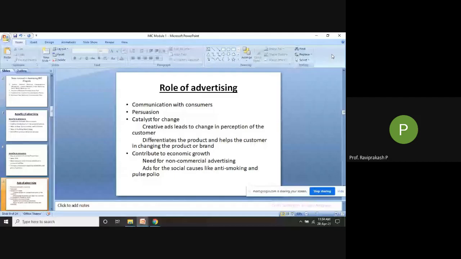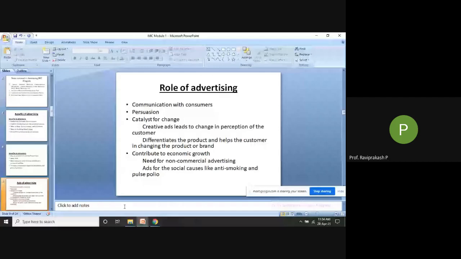Just as I told you, anti-smoking, don't smoke, you will die, smoking kills. And pulse polio. They show that if you're not giving your child those 2 drops of polio drops, what happens? They may be handicapped for life. Okay, so all these things come under contribution to economic growth. Ads for social causes like anti-smoking and pulse polio.